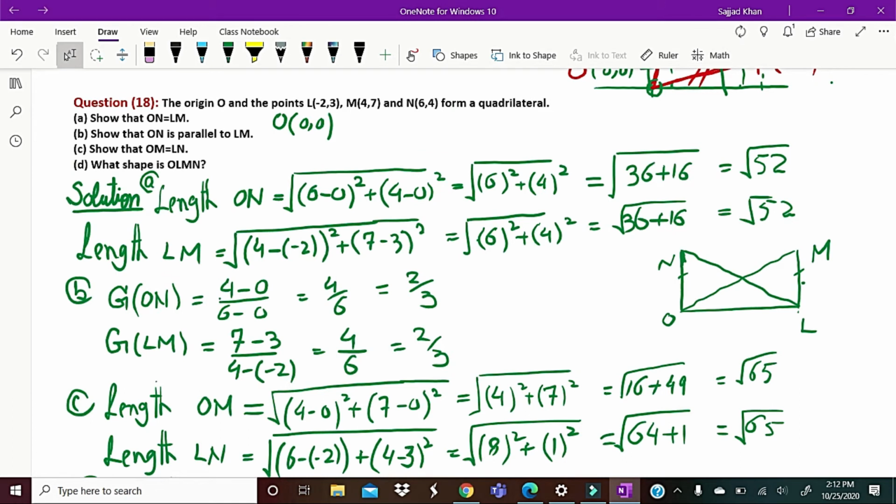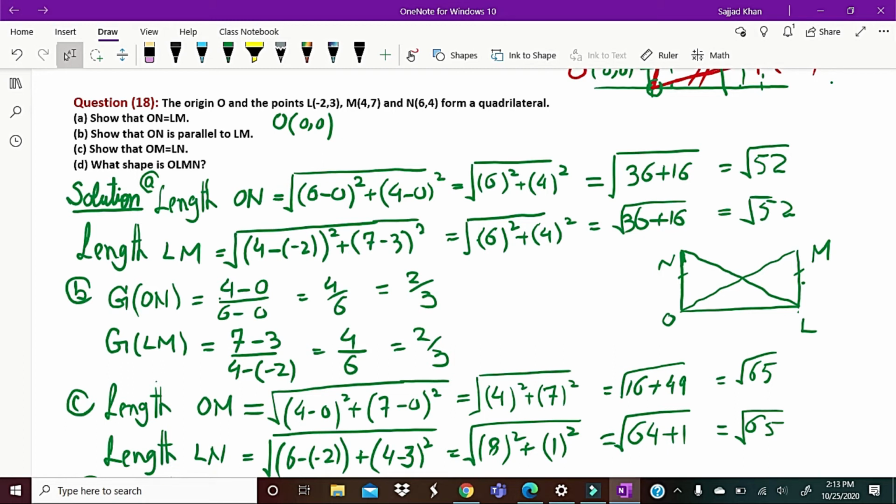Question number 18. The origin O again 0, 0. You have L, M, and N, and it forms a quadrilateral. Now you have to show that the length of ON is equal to LM. Then you have to show that the gradient of ON is equal to the gradient of LM. That will tell us that ON is parallel to LM, and then show that the length of OM is equal to the length of LN, and then decide about the shape.